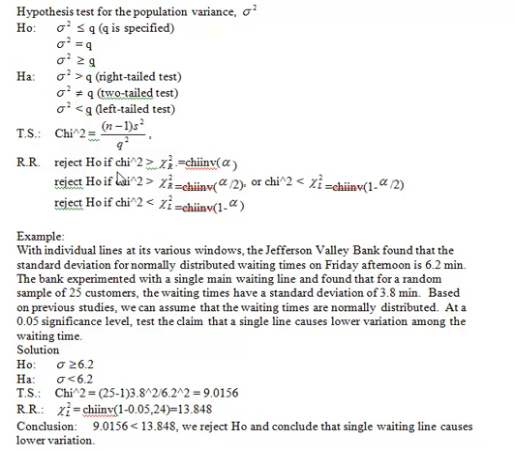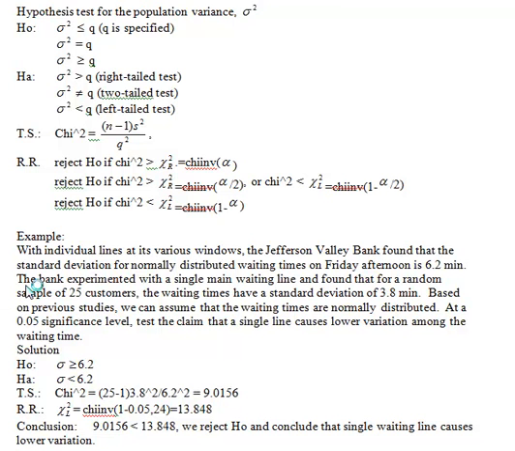So, if test statistic chi-square is greater than chi-square right, we reject H0 when we have right tail test. When we have two-tail test and test statistic chi-square is greater than chi-square right or chi-square less than chi-square left, then we reject H0. When we have left tail test, if chi-square is less than chi-square left, then we reject H0. So this is the principle. Now let's see the examples.